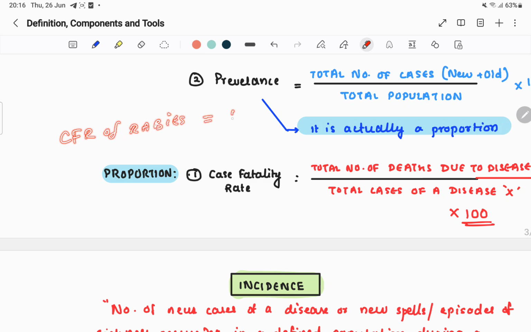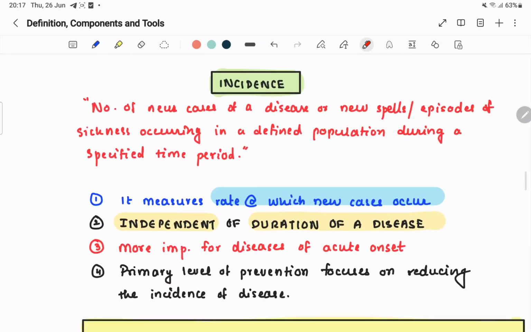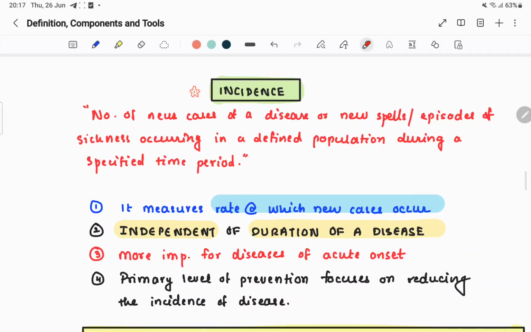100%. 100%, because it is a highly fatal disease, right? So case fatality rate is basically total number of deaths due to disease X by total cases of disease X into 100. Okay.